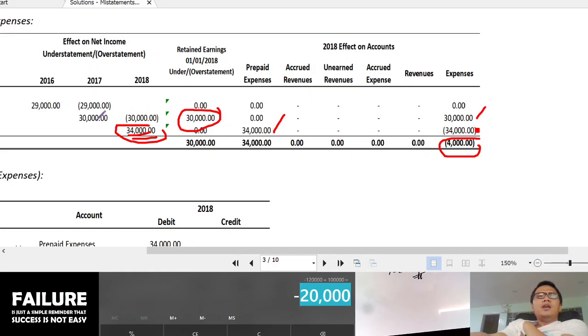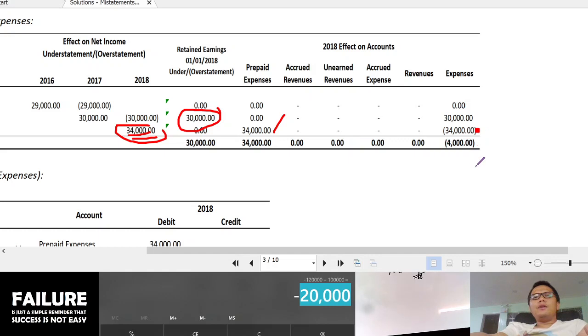Basically, if you fail to recognize your prepaid expense, it will overstate your expense. So this 30,000, again, is understated. The effect in 2018 is understated because this was recognized as a full expense in 2017, when in fact it should have been an expense in 2018. That is why our expense is understated.